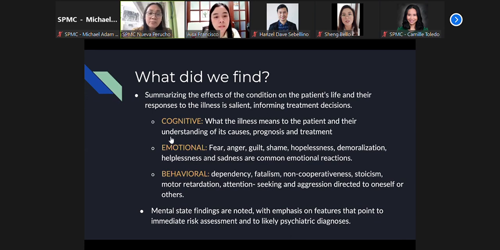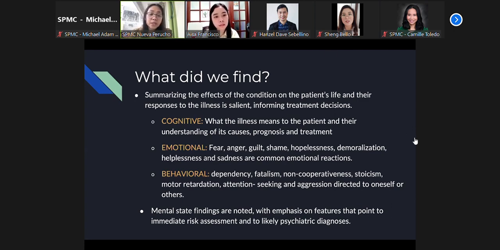So in this portion, we have to summarize the effects of the condition on the patient's life and their responses to the illness. So there are three facets here. The reaction might be, we have a cognitive component, an emotional, as well as a behavioral component. So for the cognitive facet, what does the illness mean to the patient and their understanding of its causes, prognosis, and treatment. Then we include their emotional reaction, like their fear, anger, guilt, shame, hopelessness, or other emotional reactions, and their behavioral reactions as well. So dependency, fatalism, non-cooperativeness, attention seeking, and aggression.